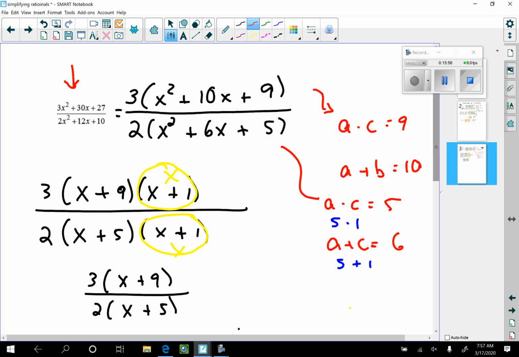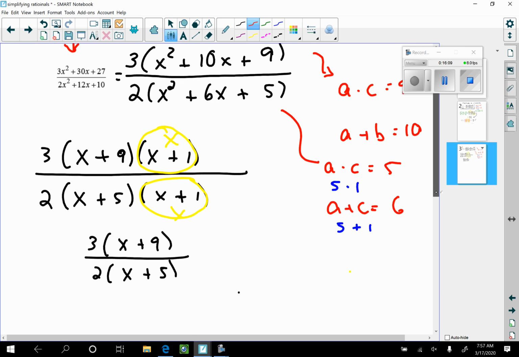I got to tell you, this is going to be a very, very important lesson. I was looking ahead at a future lesson of adding fractions, adding rational expressions, and that's kind of difficult. This isn't too difficult, so good luck to you.